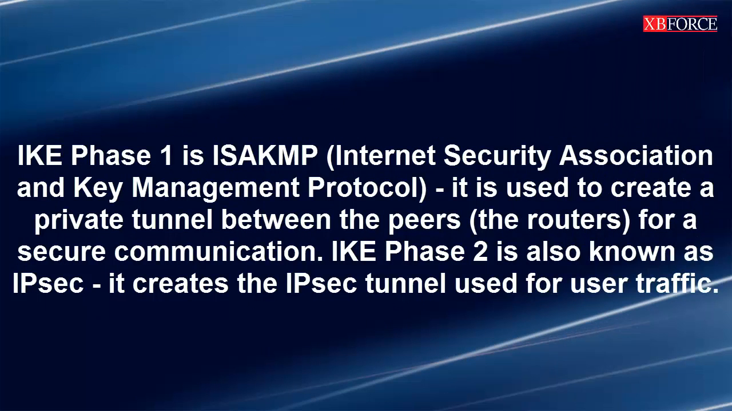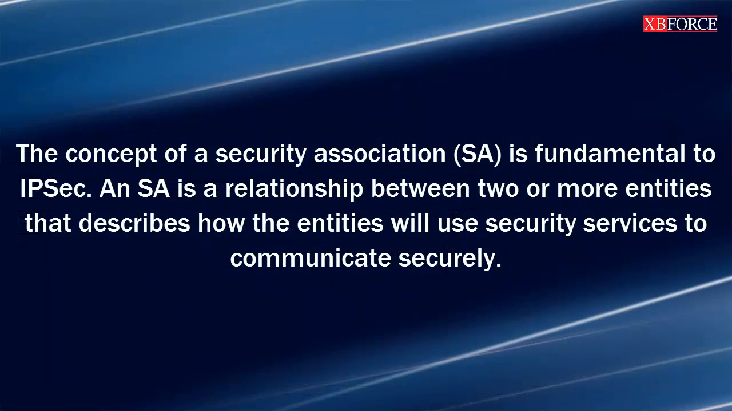We call IKE Phase 1 ISAKMP. It is used to create a private tunnel between the peers, or the routers, for secure communication. IKE Phase 2 is also known as IPsec. It creates the IPsec tunnel used for user traffic. The other concept is SA, or Security Association. In fact, a Security Association is a relationship between two or more entities that describes how the entities will use security services to communicate securely.